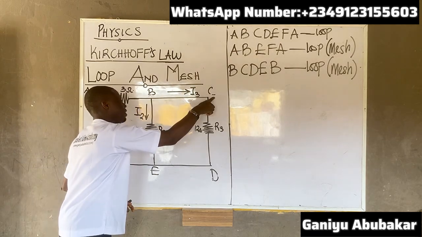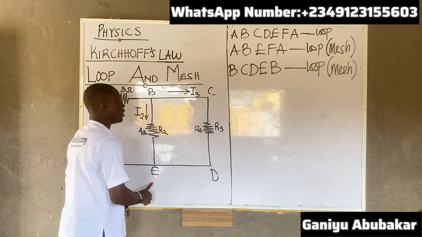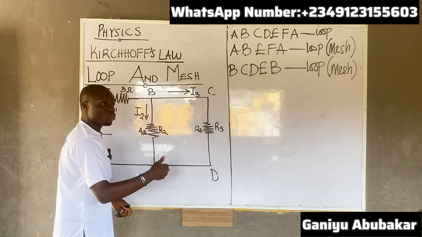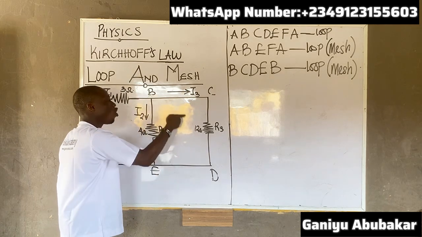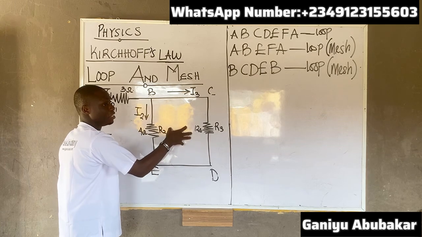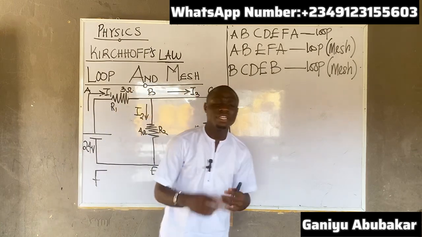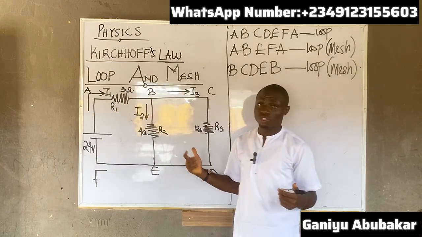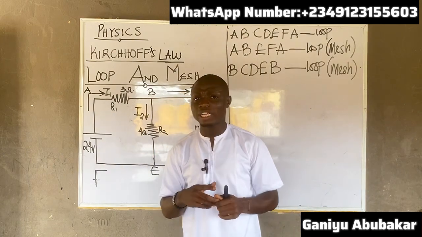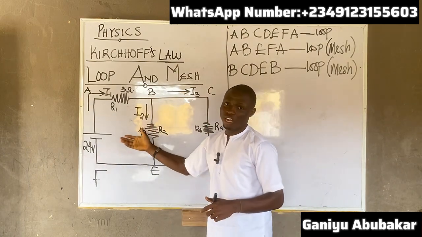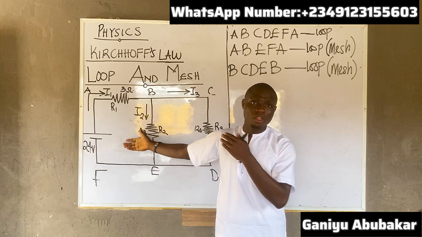We said B, C, D, E, and B is a mesh. Why? Because I can't find other loops in it. This is how the idea of loop and mesh works. Next class, we'll look at how to solve this particular question using Kirchhoff's law concept.